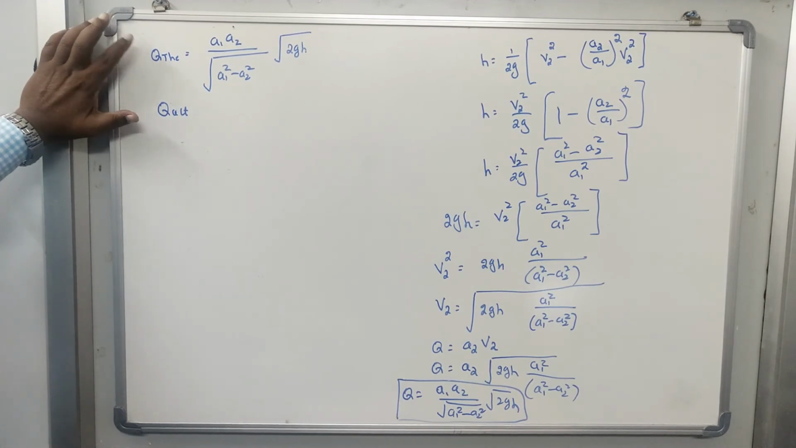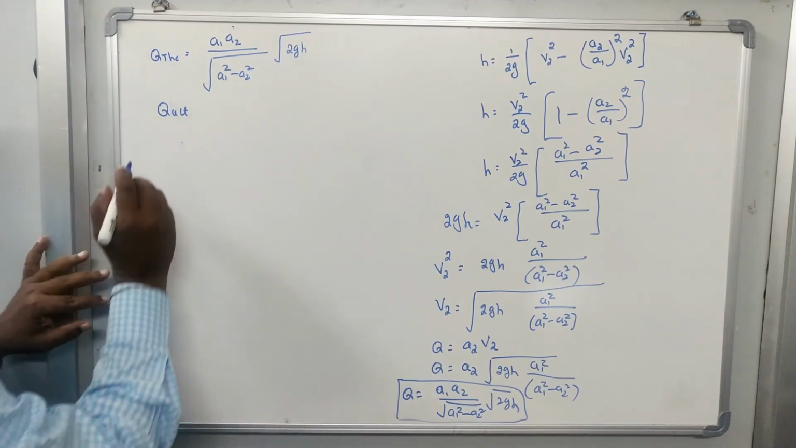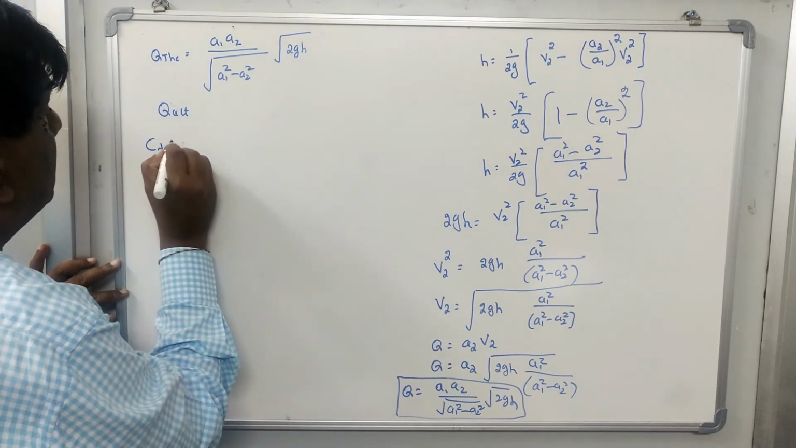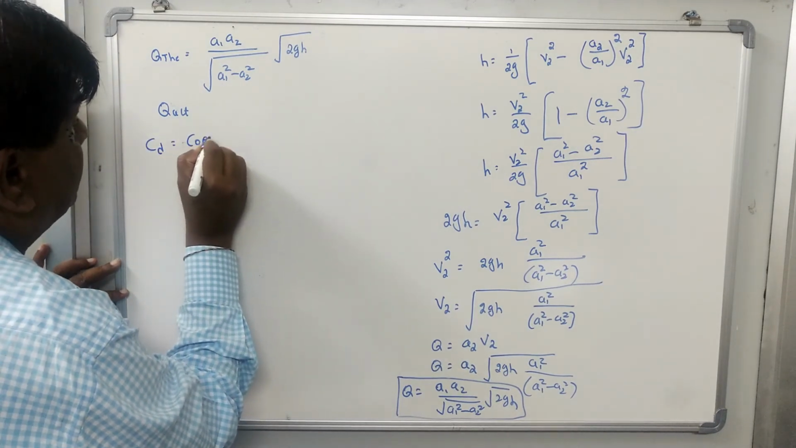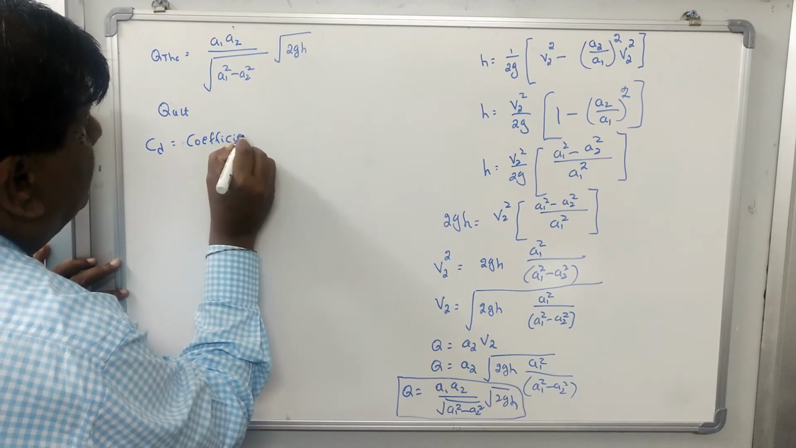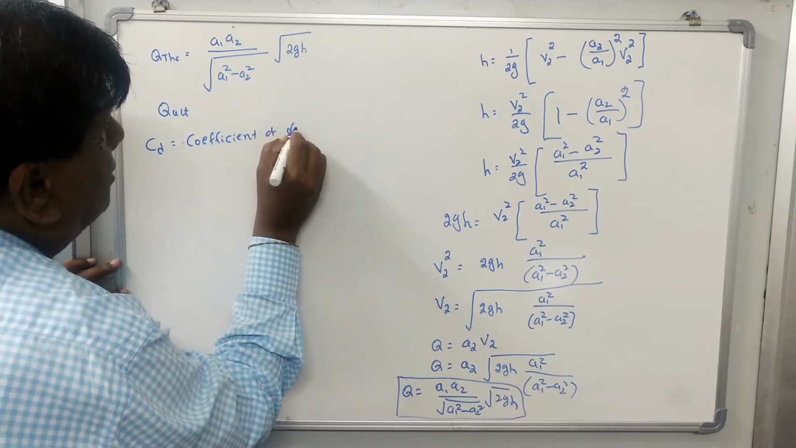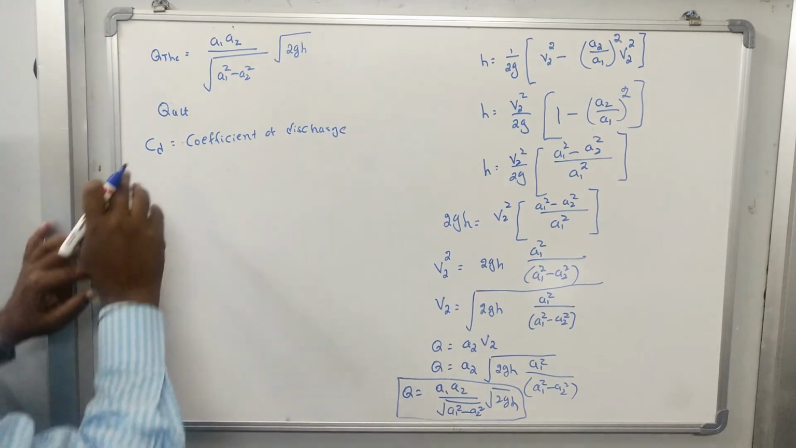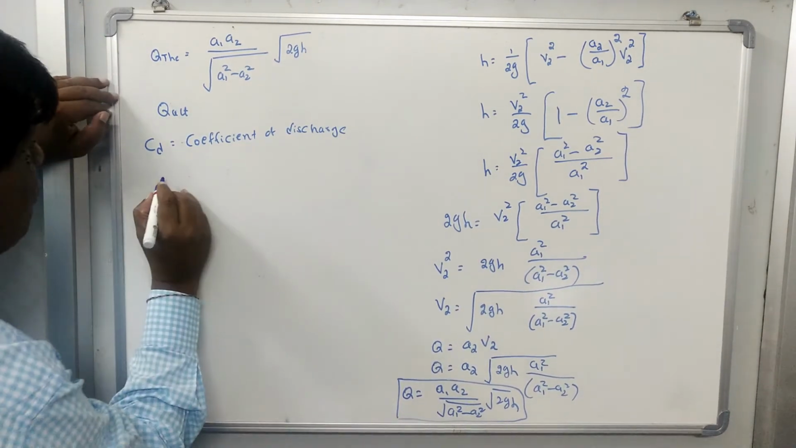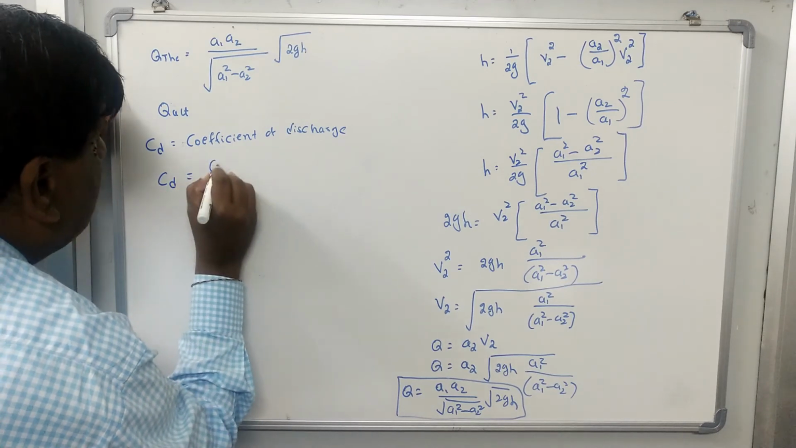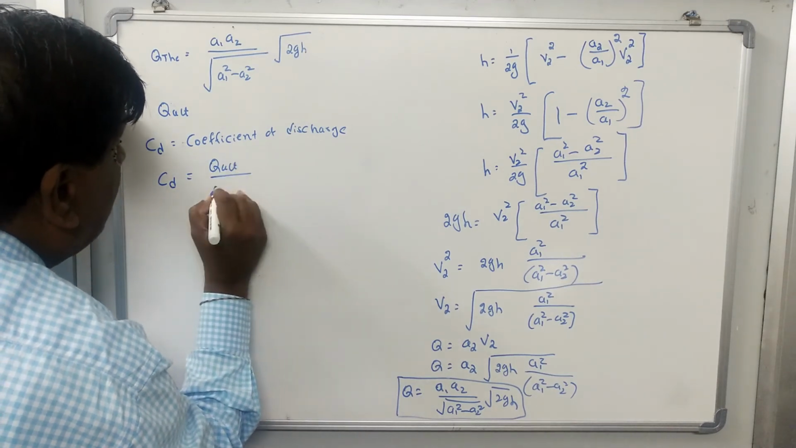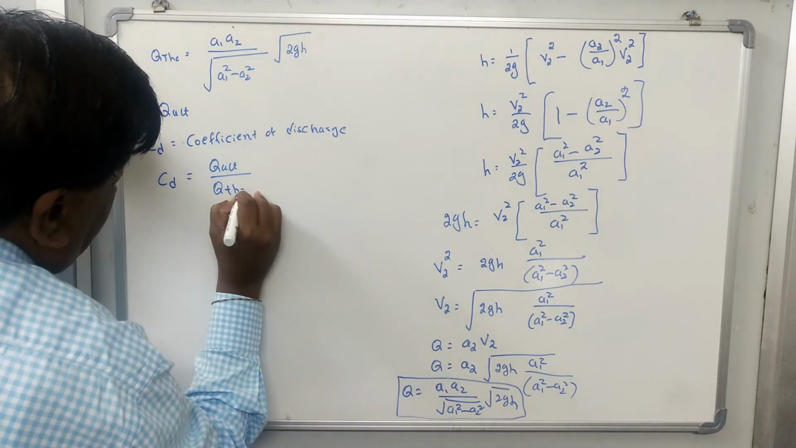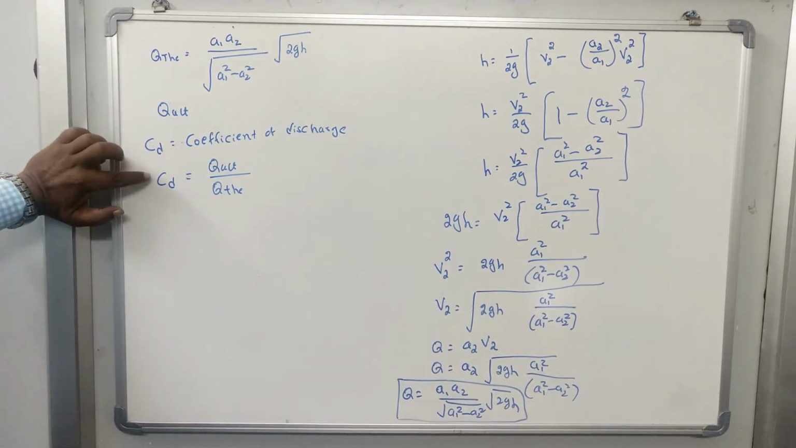So we define one constant, the CD. It is the coefficient of discharge. This coefficient of discharge is defined as the ratio of actual discharge divided by theoretical discharge. It is a constant value.